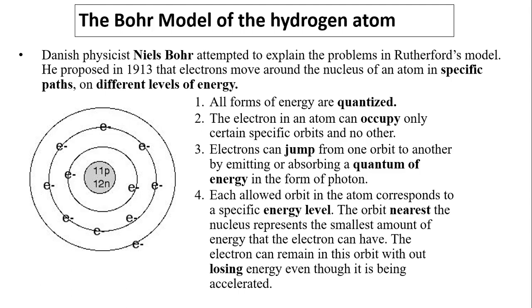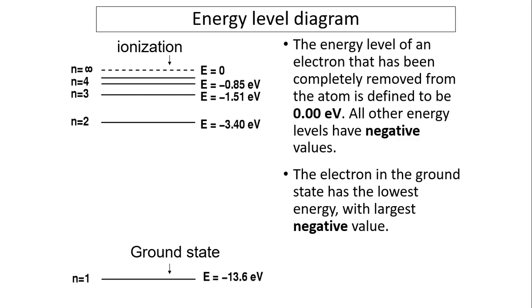Each allowed orbit in the atom corresponds to a specific energy level. The lowest energy level is the one closest to the nucleus. Here is the energy level diagram: the ionization energy level, and there is a ground energy level. Ionization means the electron escapes the whole atom.